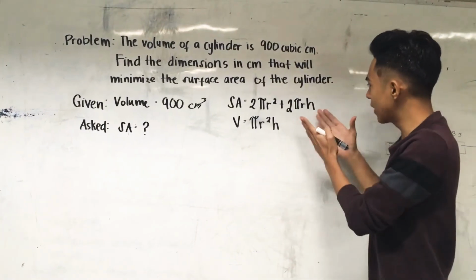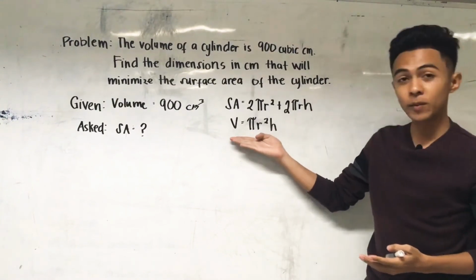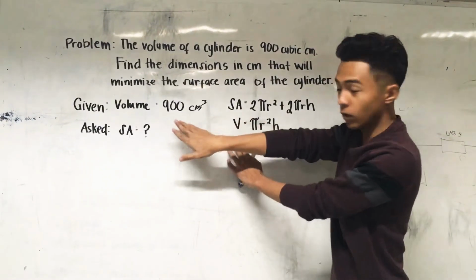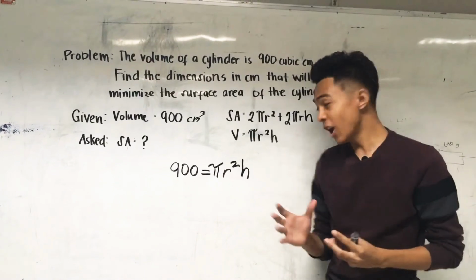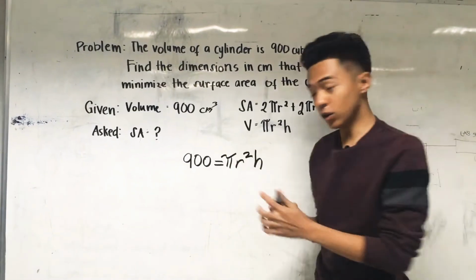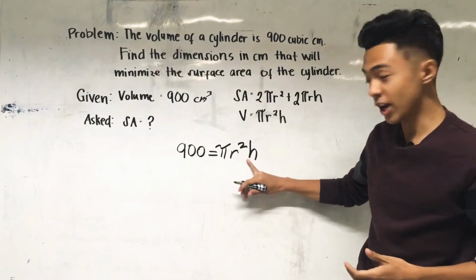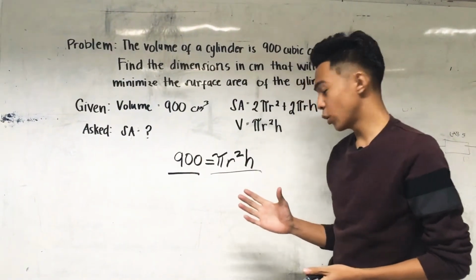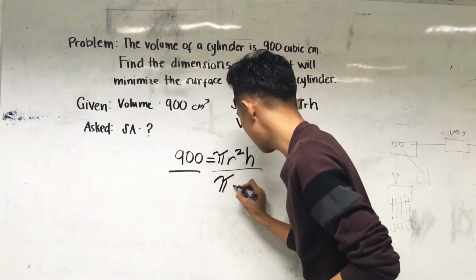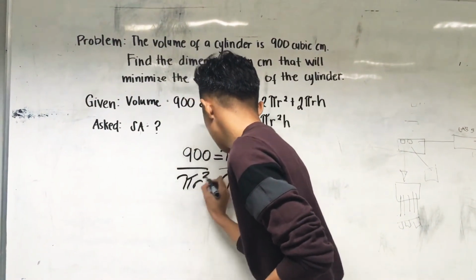Since we are lacking a value for h, we first need to find the volume formula, which is pi r squared multiplied by h. Since we're given the volume, 900, we're going to use the volume formula in order to get h. So our volume, 900, is equal to pi r squared multiplied by h. To do that, we divide both sides by pi r squared, so it's 900 over pi r squared.